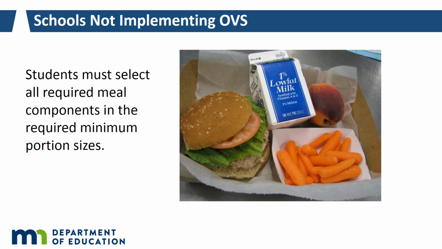In contrast to what we just talked about, giving students choices and options, if a school chooses not to implement offer versus serve, students are not able to decline any of the foods offered. For example, if a school is not utilizing offer versus serve, students can't decline the milk. They must select milk in order for the meal to be counted as reimbursable.